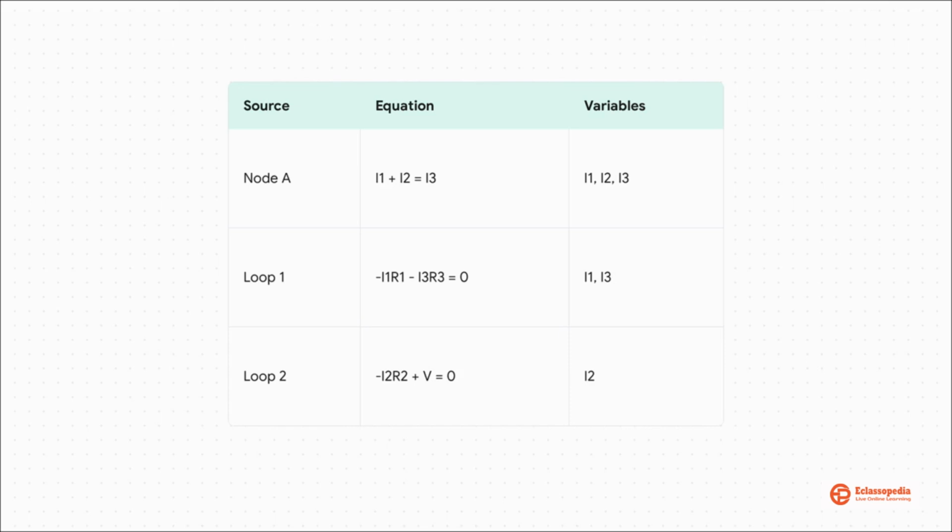You'll end up with a neat system of equations. You might have equation 1 from a node and equations 2 and 3 from your loops. From there, the physics is completely done. It becomes a straightforward process of substitution or elimination to find your unknown variables, like I1, I2, and I3. You just turn the crank on the math, and it brings you right to the solution.